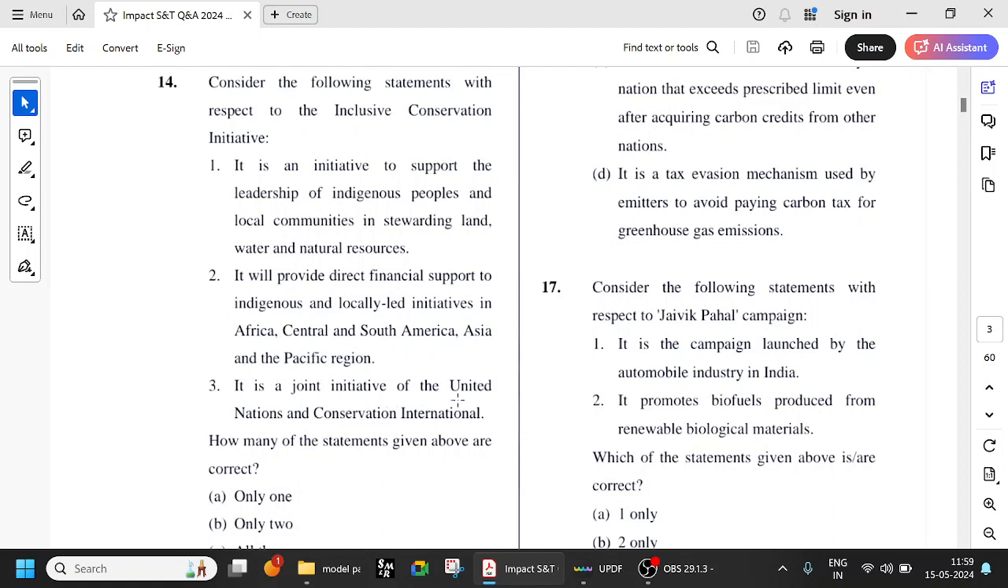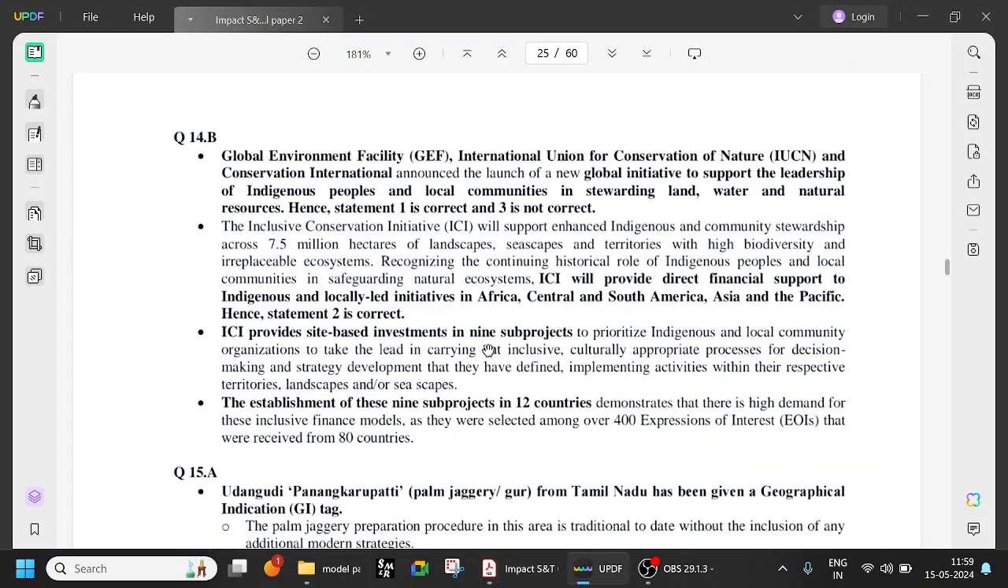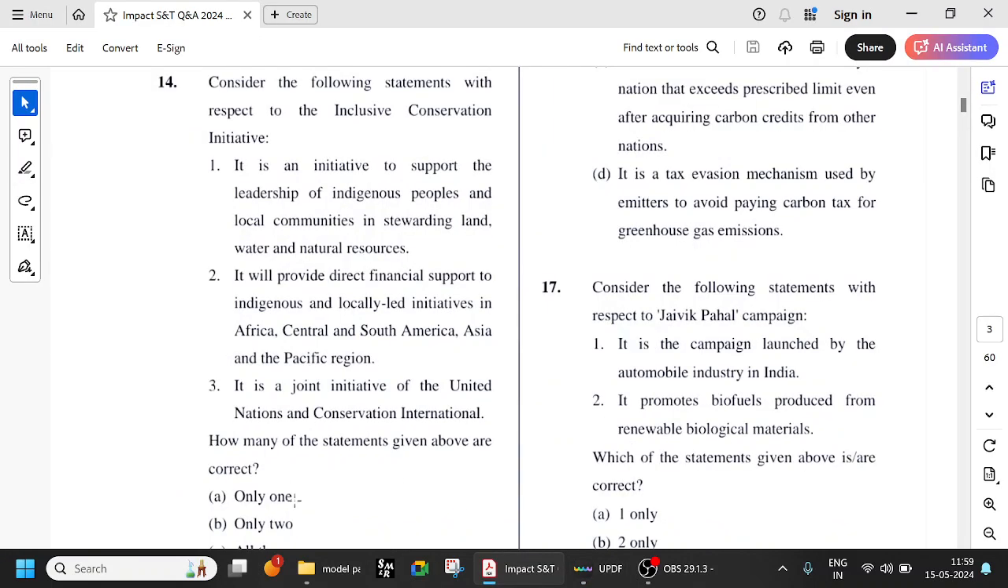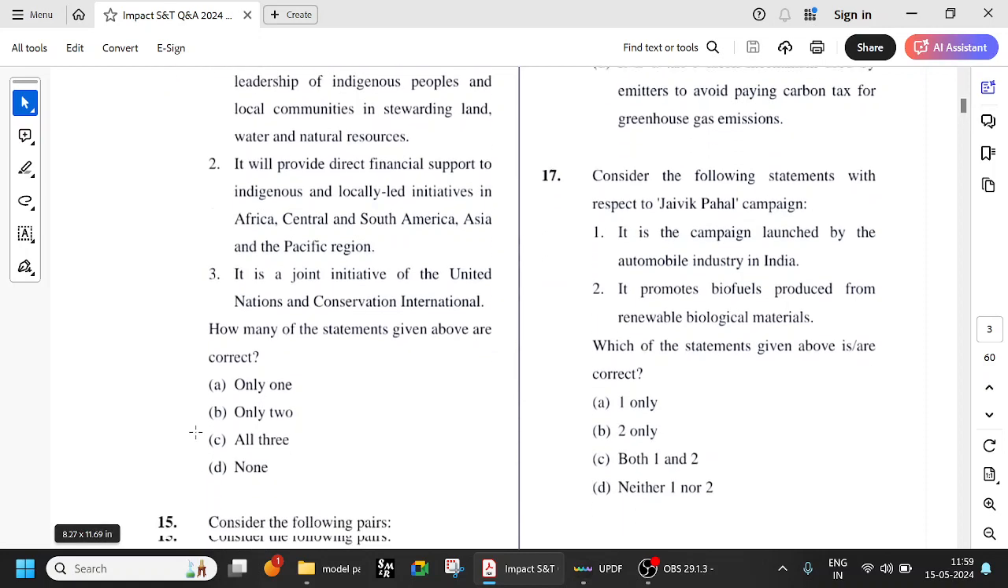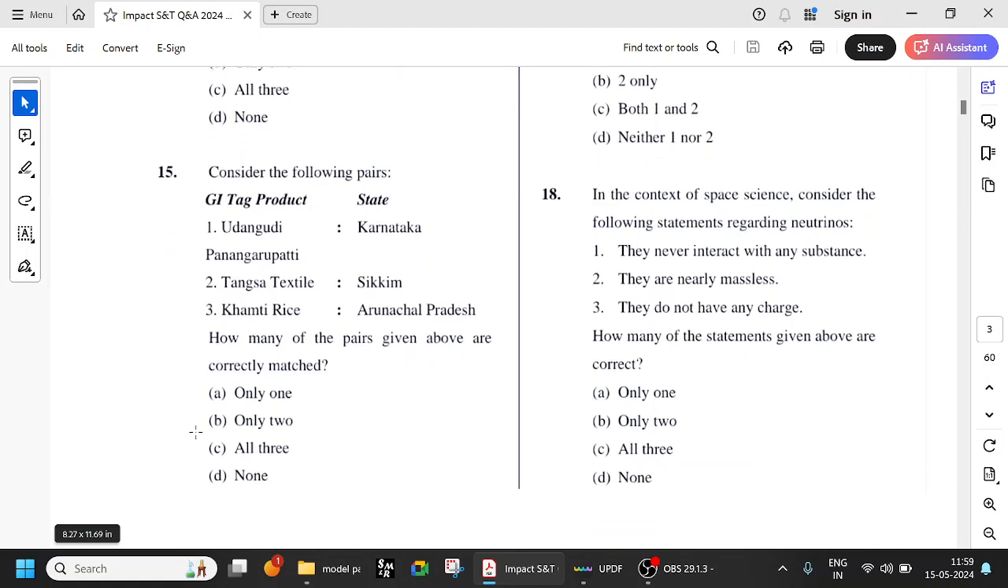It is a joint initiative of the United Nations and Conservation International. So this is wrong. The United Nations is not directly involved. What are involved? GEF, IUCN, and Conservation International. So only two are correct. So option B is the right answer. Fine. So let us go to the 15th question.